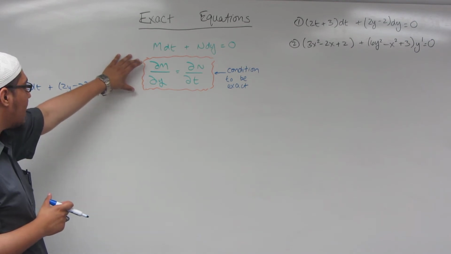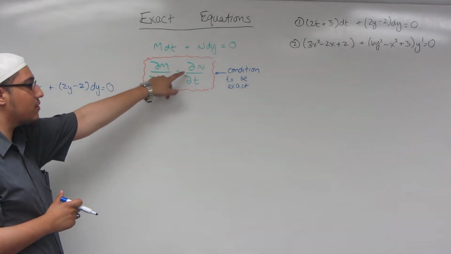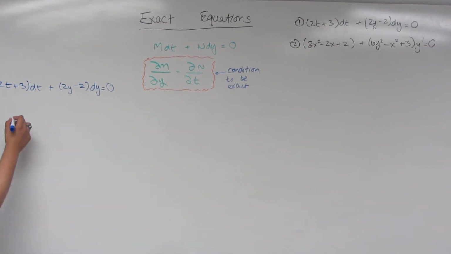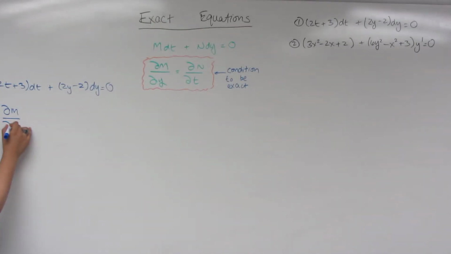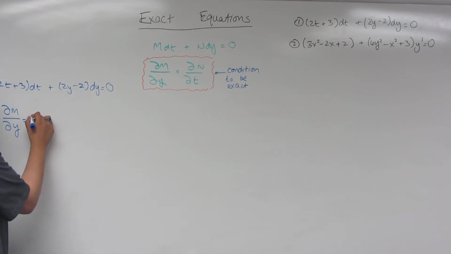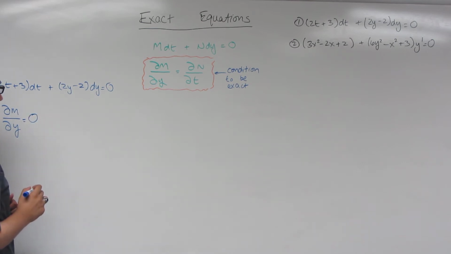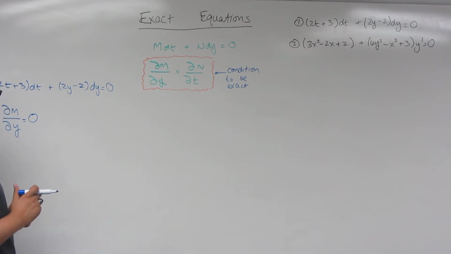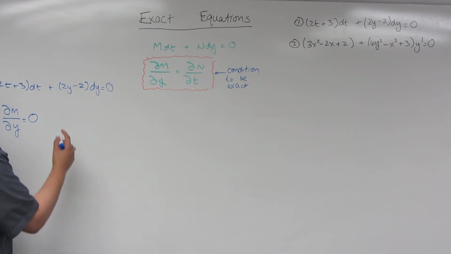Is the partial of M with respect to y equal to the partial of N with respect to t? Take the M term right here, so the partial of M with respect to y. Now take the partial derivative of 2t plus 3 with respect to y. This equals 0. If you have any question about how to take partial derivatives, you may ask us in a message and we can create a video just for that.